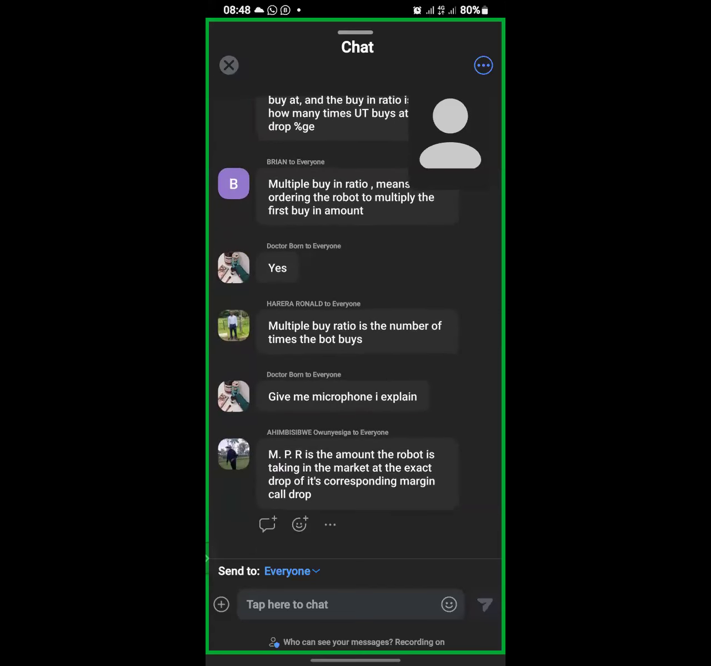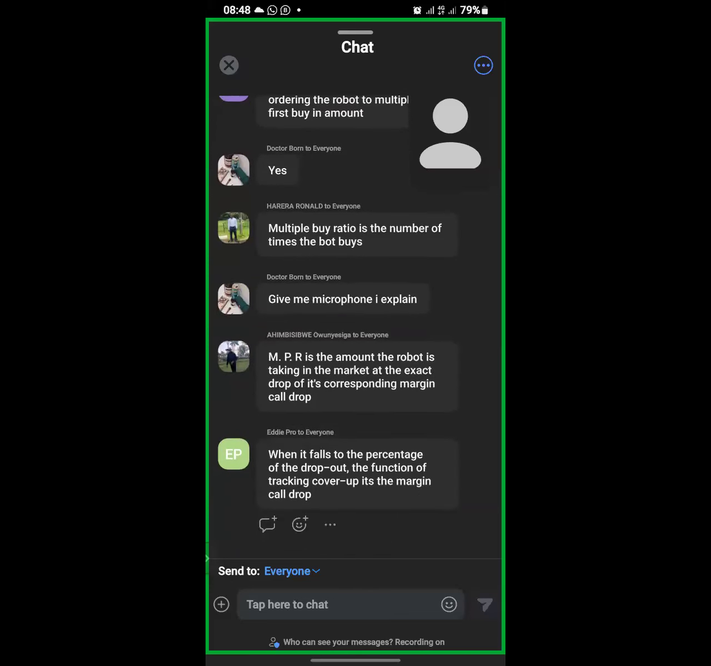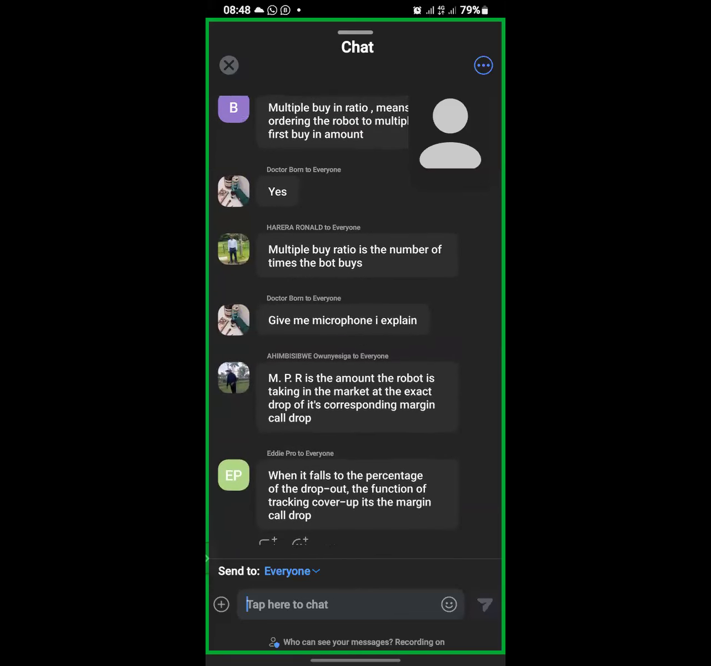Multiple buying ratio is the number of times the bot buys. Yes. MPR, that is the amount the bot is taking. Multiple buying ratio, okay? In the market at the exact drop of its corresponding call. Yeah, we are learning. I like that. I want us to interact.